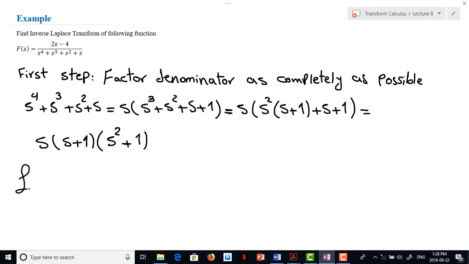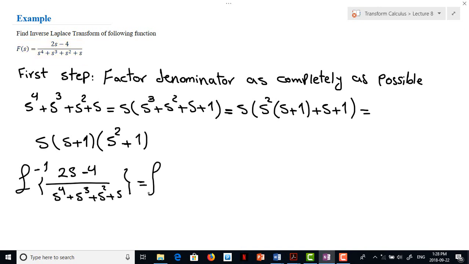I can write the Laplace inverse of the function that we have as the Laplace inverse of (2s minus 4) divided by (s to the power of 4 plus s cubed plus s squared plus s). I can write it in this form: the Laplace inverse of a numerator that is the same, 2s minus 4, and a denominator s times (s plus 1) times (s squared plus 1).